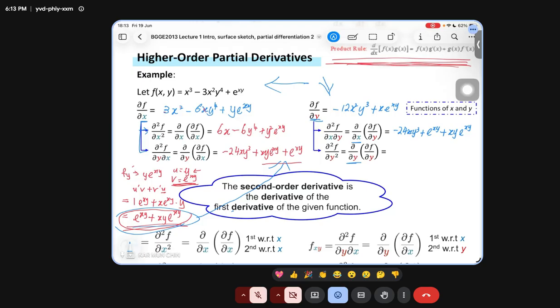Please be honest with yourself. If you cannot follow, you can just copy the answer first, but when you go back, you can try to solve the questions and see whether you can get the correct answer. Finally, the second one, with respect to y, you will be able to get negative 36x squared y squared plus x squared e^(xy).